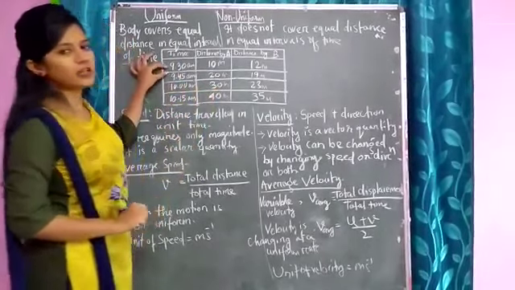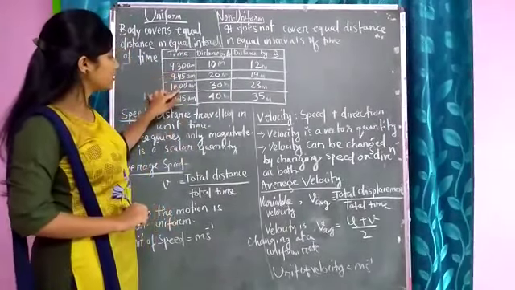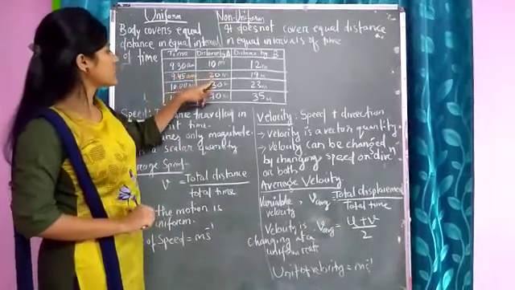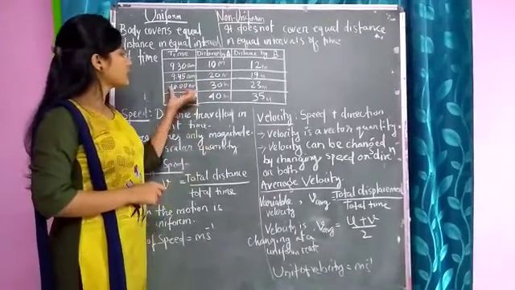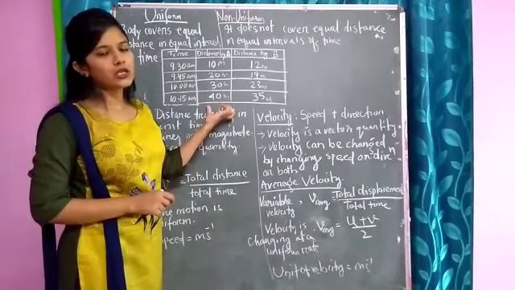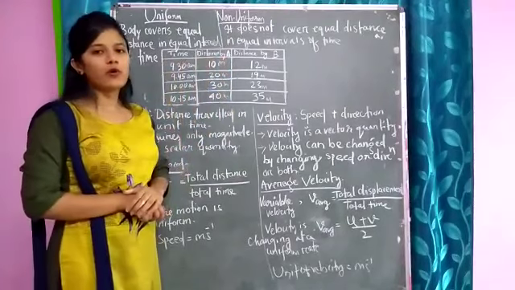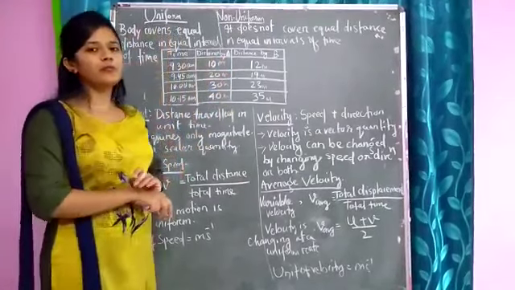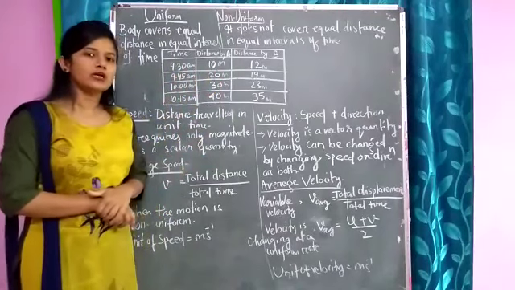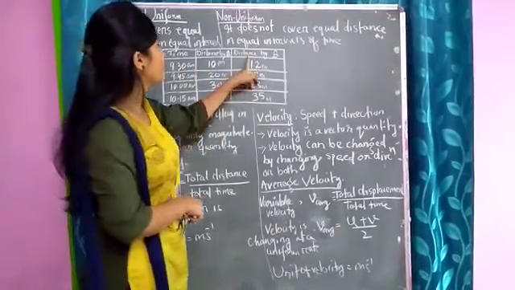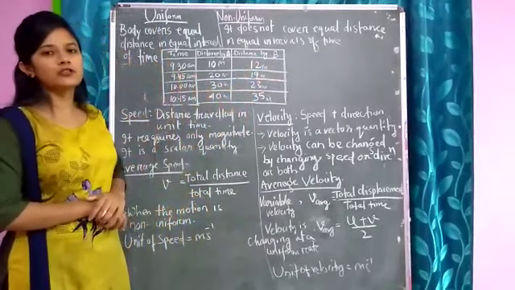So for equal intervals of time, the distance is also equal. That means for a 15 minute interval, the distance travelled by him is 10 meter. So the motion of body A is uniform motion, that means equal distance in equal intervals of time. Whereas in the case of body B, it is not covering equal distances in equal intervals of time.